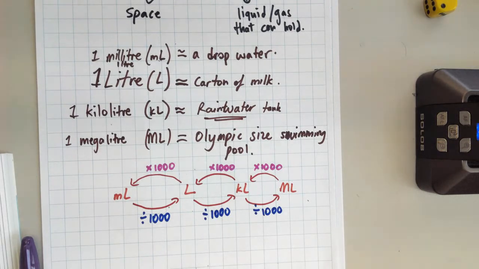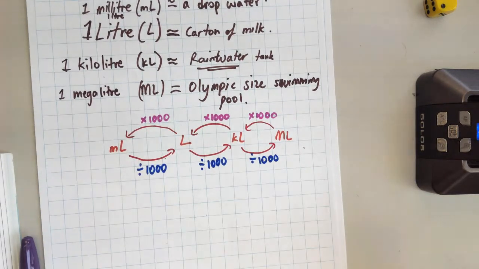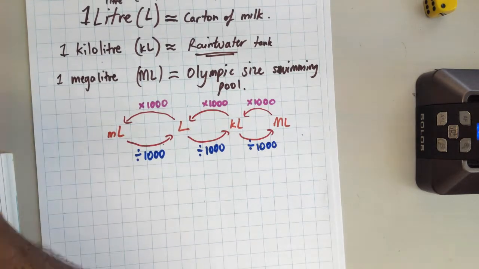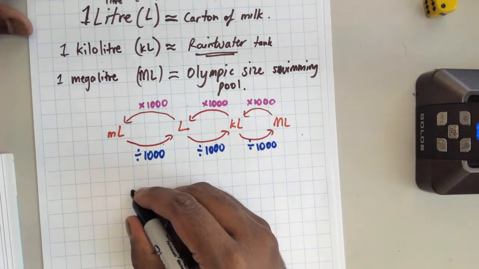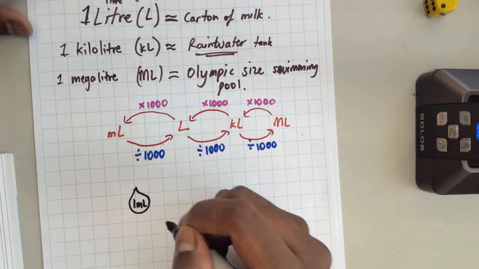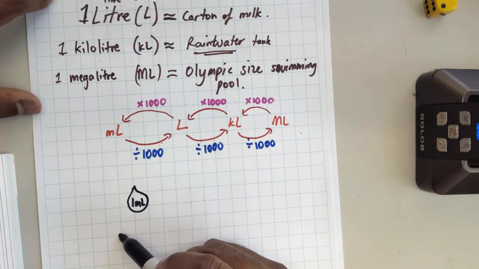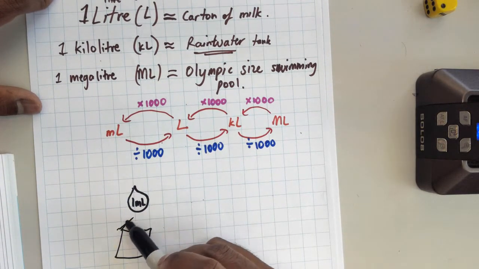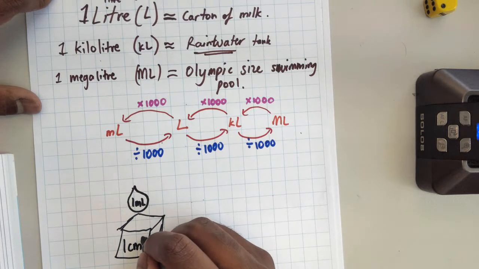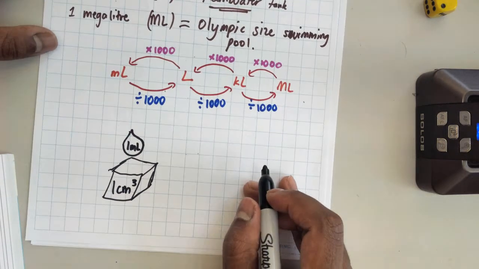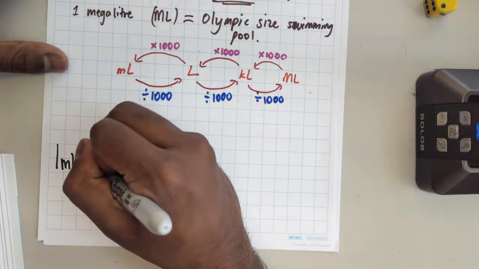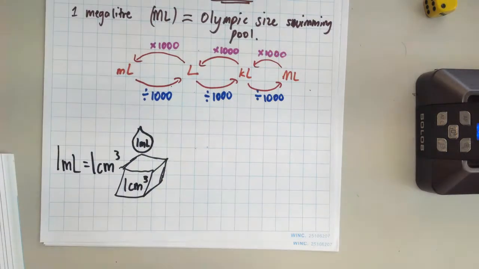Alright, now let's talk about converting between liters and cubic meters. So, here's a very, very simple conversion table. Let's draw a little drop of water. Let's call that 1 milliliter. And we'll draw a little small cube there. 1 cubic centimeter. In other words, 1 milliliter equals 1 cubic centimeter.